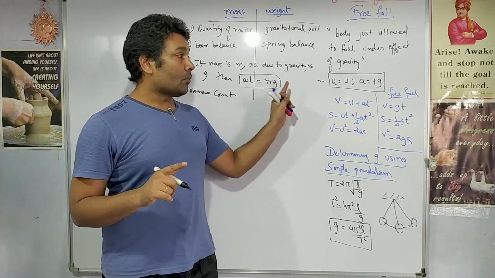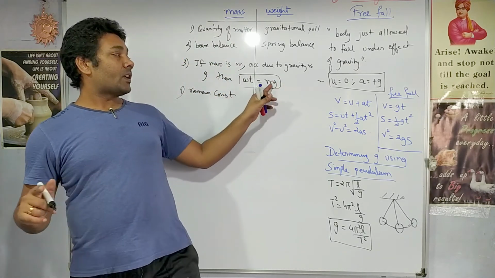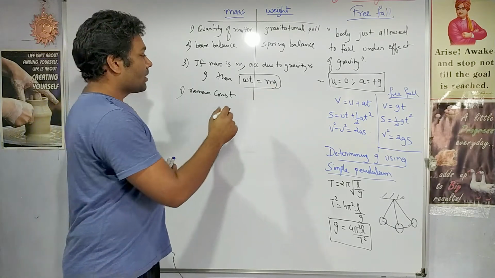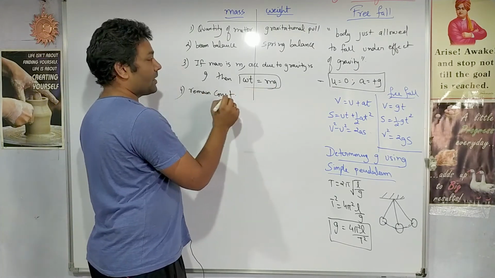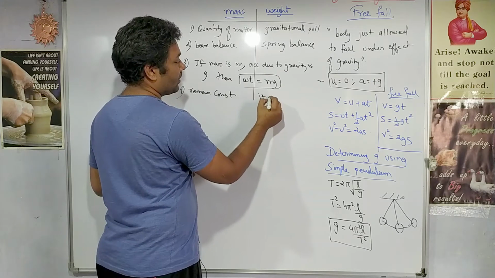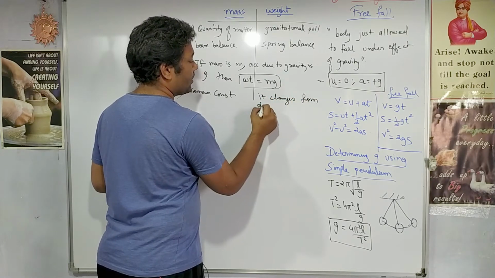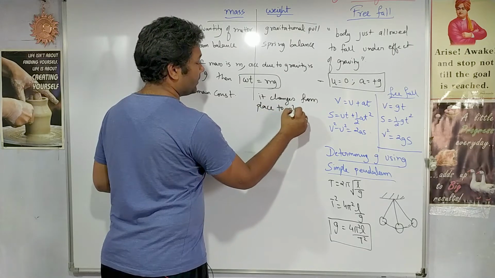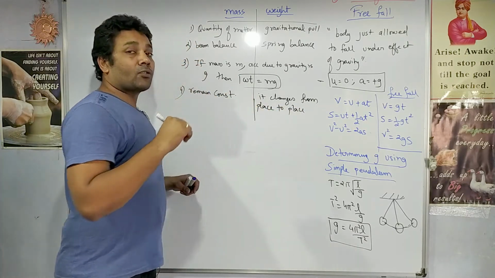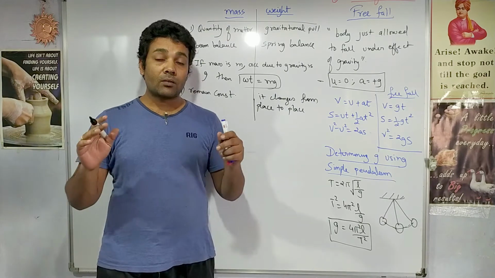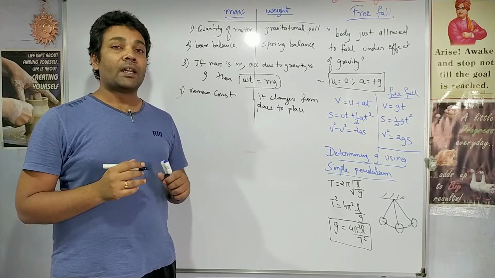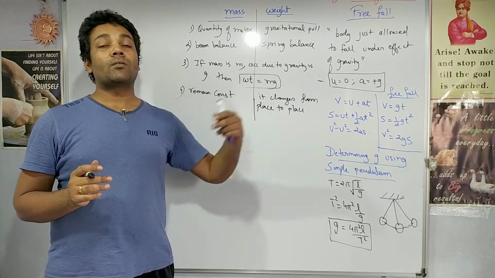But what will change? Weight will obviously change. Why? Because weight depends upon the gravity. So here, if we find out, mass remains constant, weight changes from place to place. Obviously from place to place, right? We have seen in the last topic that gravity changes. Even on the earth, the gravity is not constant. It changes from one place to the other place.